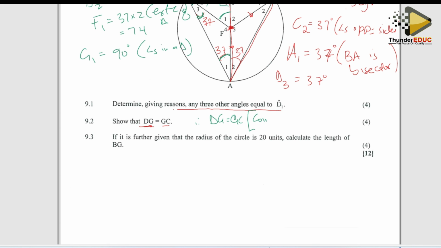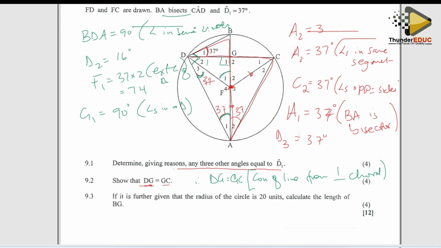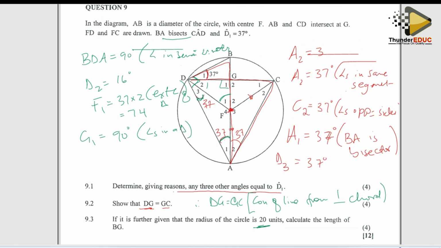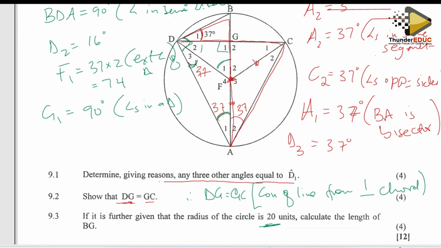The reason, the converse of line from the center perpendicular to the chord, we know that it must bisect the chord. Then it's further given that the radius is 20, so the distance from here up to here is a 20, whichever format you want to tell. They want us to get the length of BG, this distance.